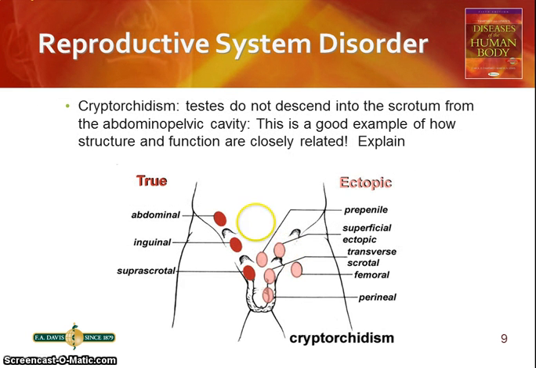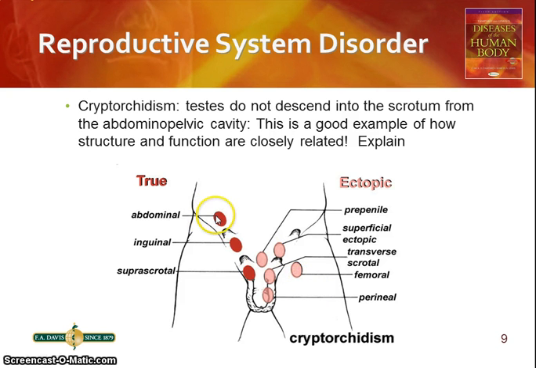Some reproductive system disorders. Cryptorchidism. This is the failure of the testes to descend or to descend properly. From what you know about the reproductive system, which you have studied in Human Body Systems 1, think about how this could affect the future, especially the future fertility of the individual, if this condition is not corrected.